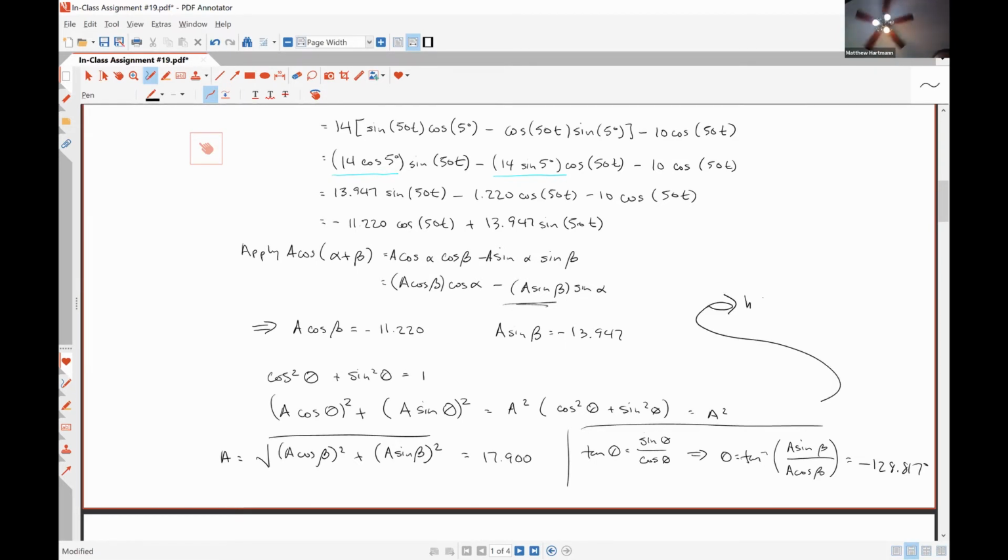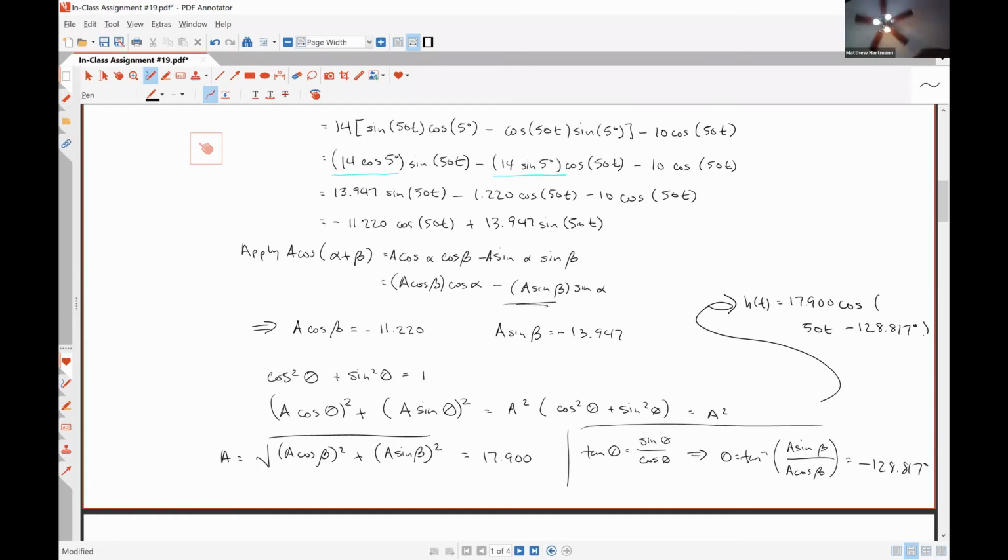If I put those results together, I get h of t is equal to 17.900 cosine 50t minus 128.817 degrees. So that is a whole lot of horrifying math. I've applied the trig identities and all that kind of stuff, but I would not be surprised if at least some of you had difficulty following all the math that I just did.